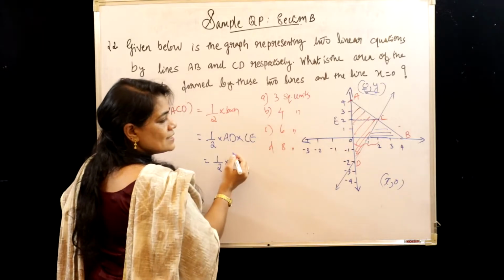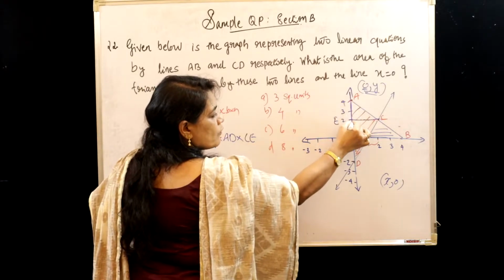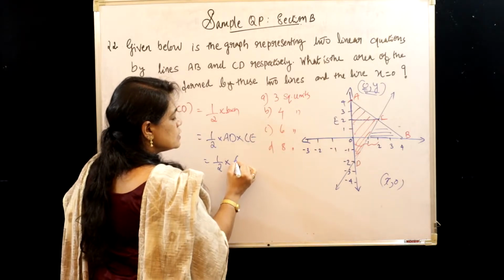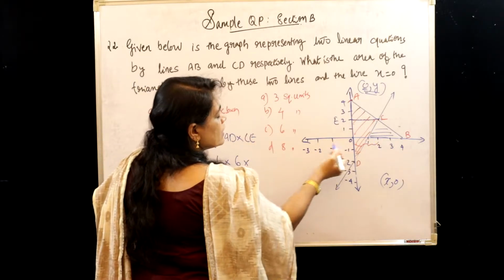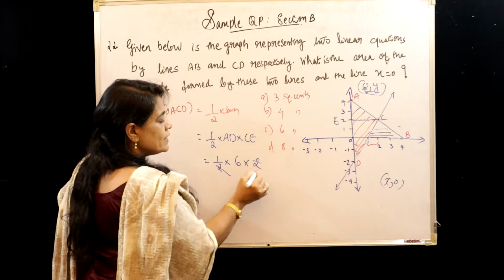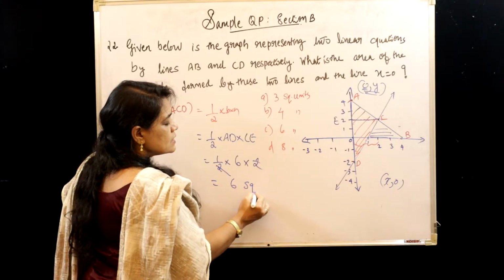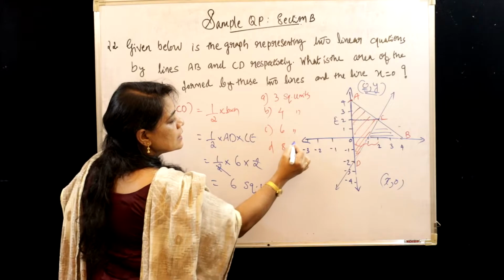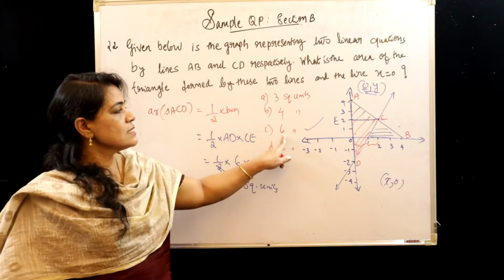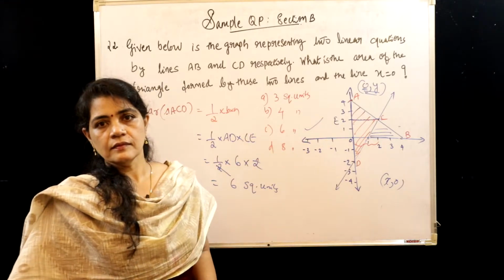That is the base, that is AD. This is the length of AD. So 6 units, and CE we have already seen is 2, and the 2 get cancelled, so 6 square units. You can see that C is the correct option. 6 square units. It is clear, children?